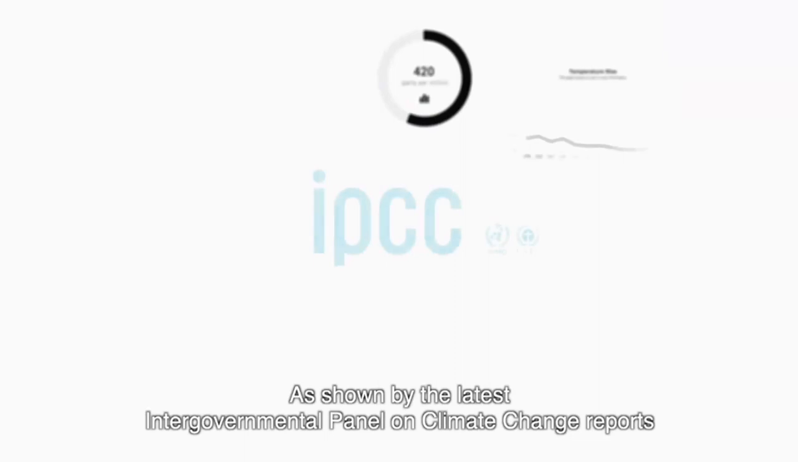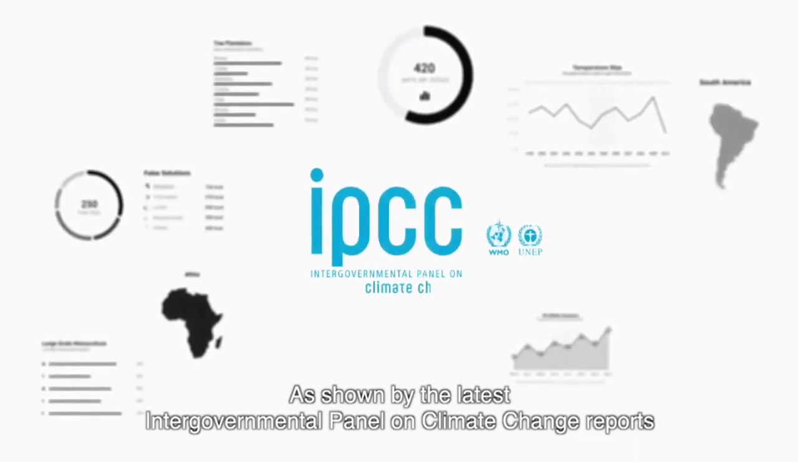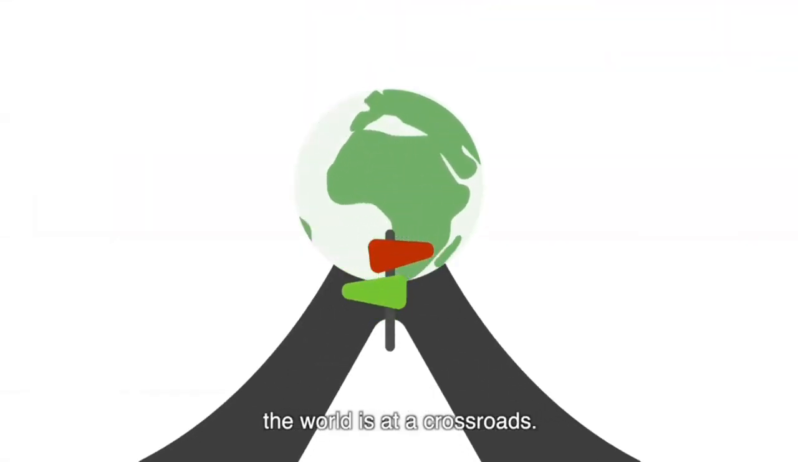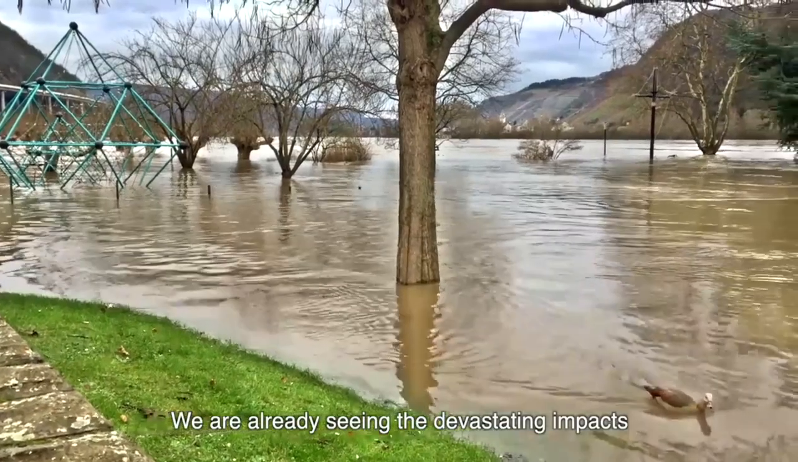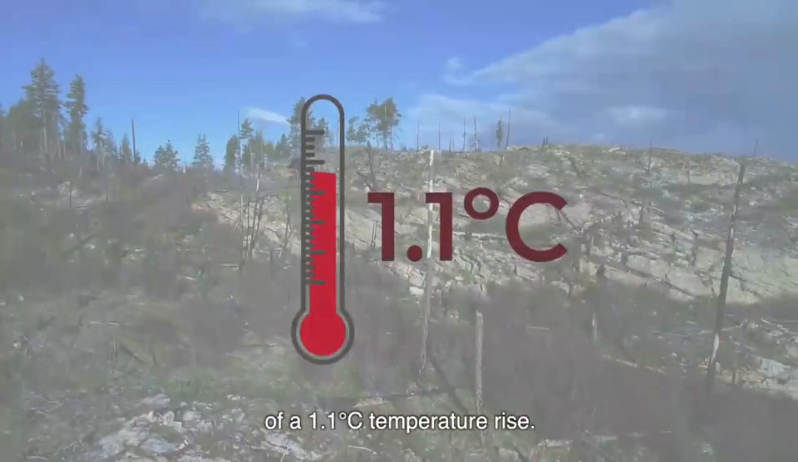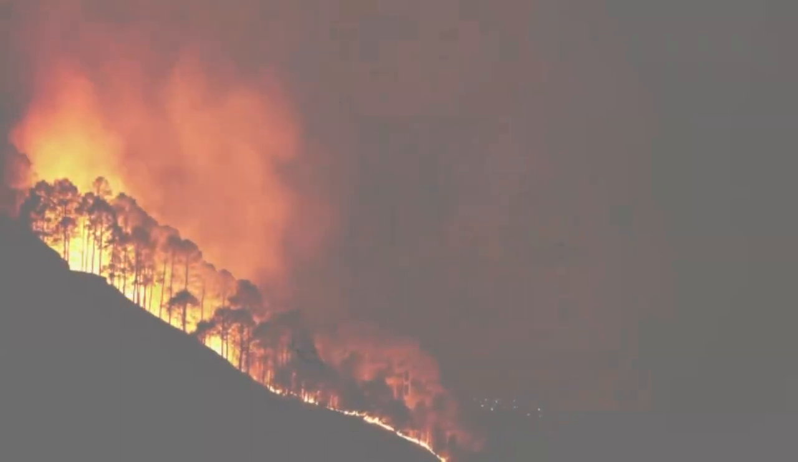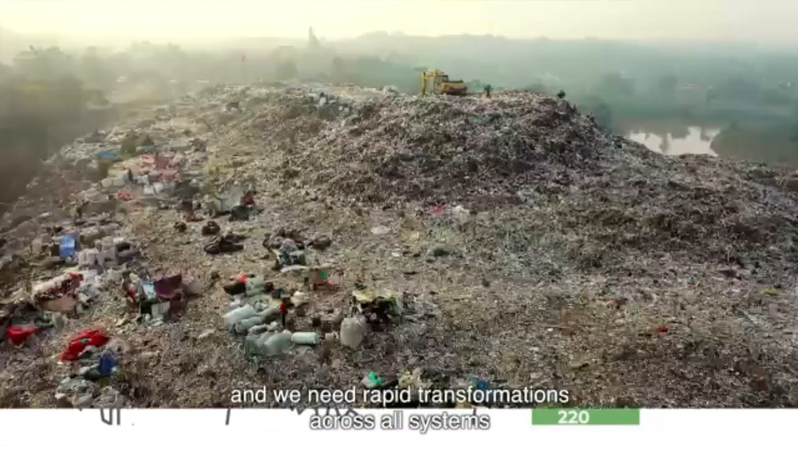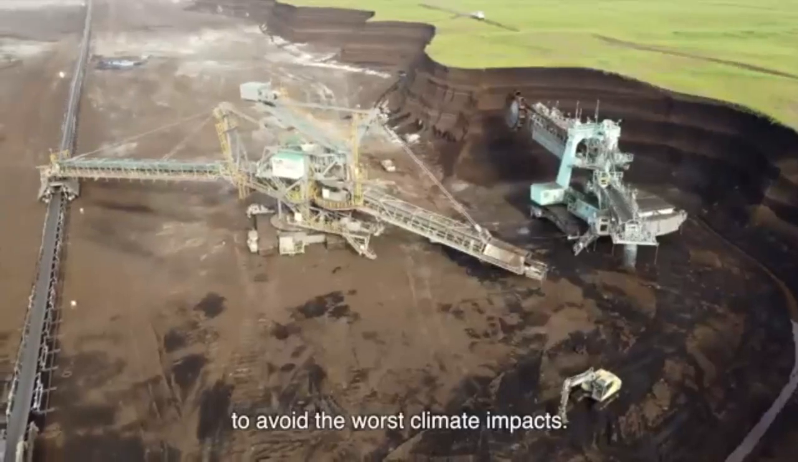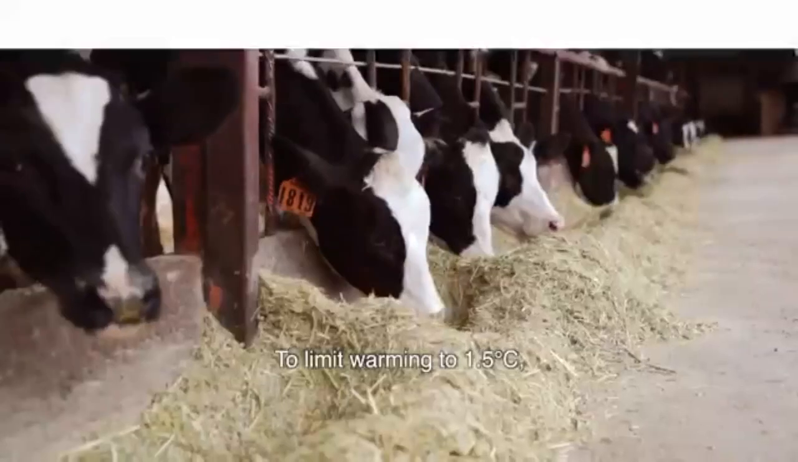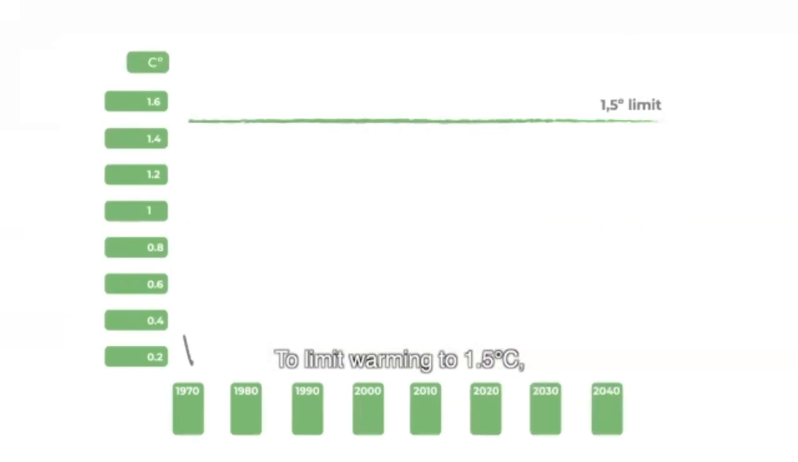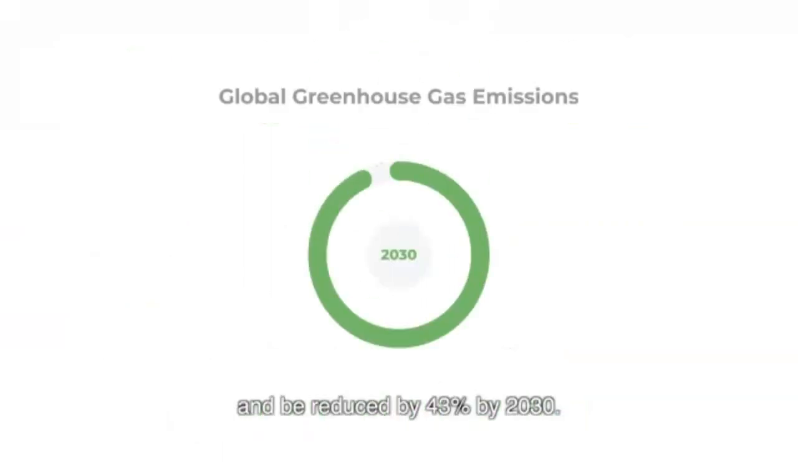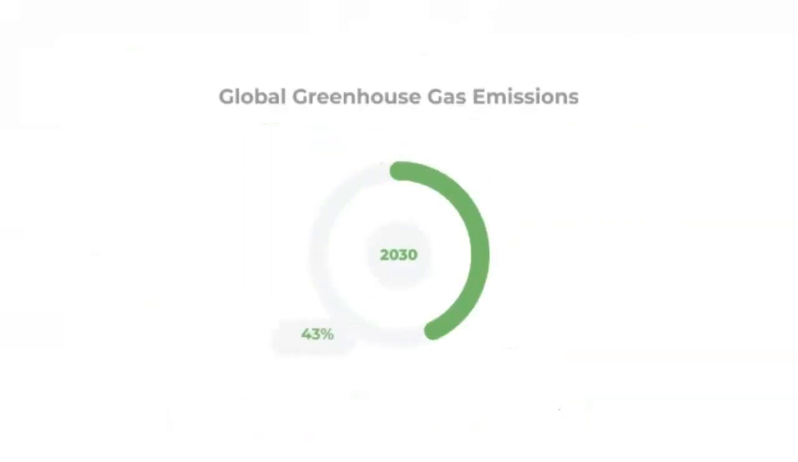As shown by the latest Intergovernmental Panel on Climate Change reports on climate change adaptation and mitigation, the world is at a crossroads. We are already seeing the devastating impacts of a 1.1 degrees Celsius temperature rise. We are over 420 parts per million of CO2, and we need rapid transformations across all systems to avoid the worst climate impacts. To limit warming to 1.5 degrees Celsius, global greenhouse gas emissions must peak before 2025 and be reduced by 43% by 2030.